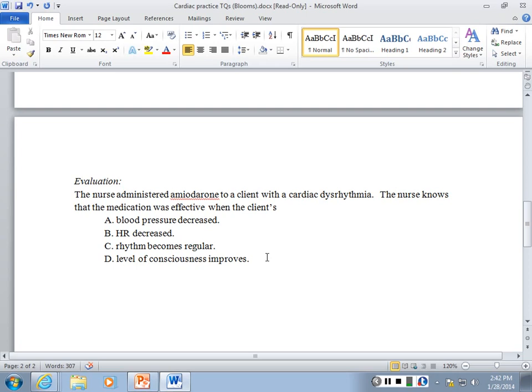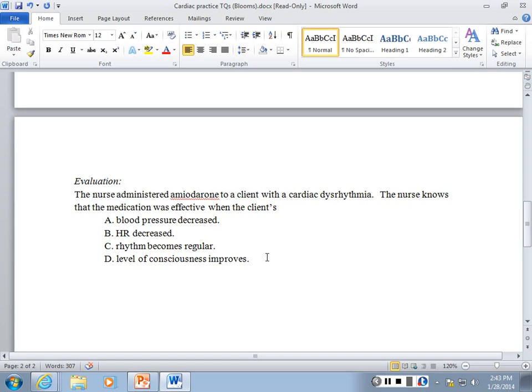I'll also talk about this real quick. You have to remember that your question has background information, and your question has a stem. Your stem is what's actually being asked. So the stem here is the nurse knows that the medication was effective when what? The background information is the nurse gave amiodarone to a patient with a cardiac dysrhythmia. The stem usually directly precedes the options, and it's the actual question. The first sentence is helping you answer the stem. So which of these, Shelby, did you rule out?